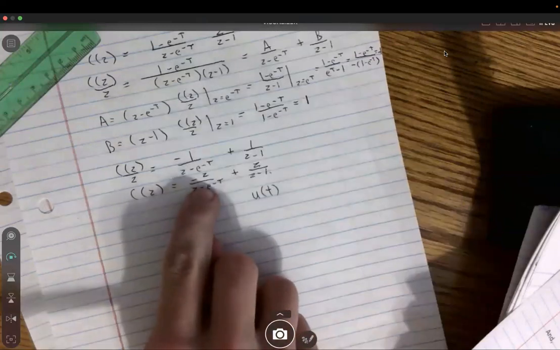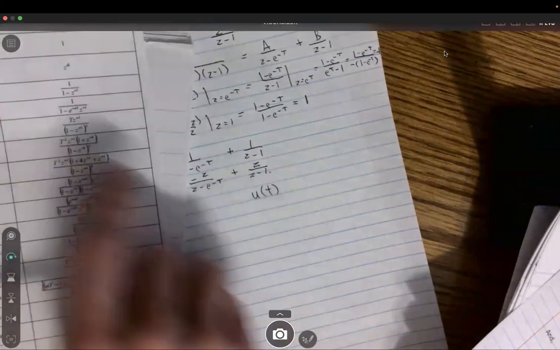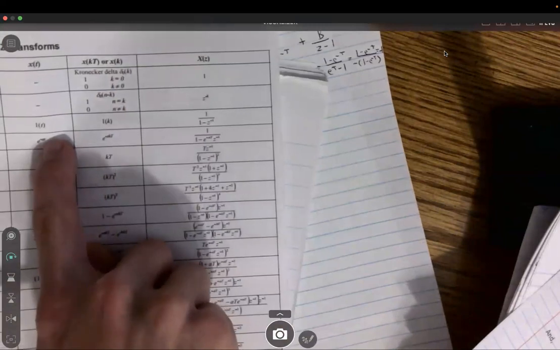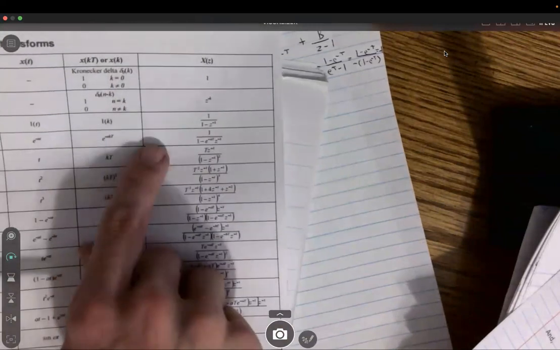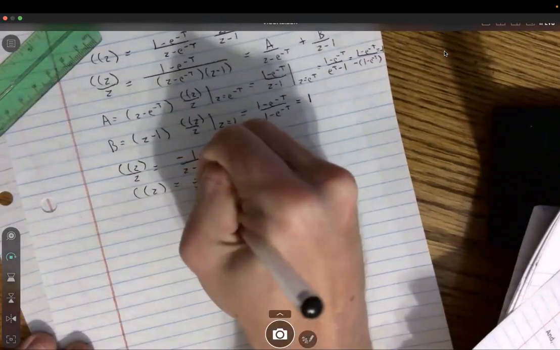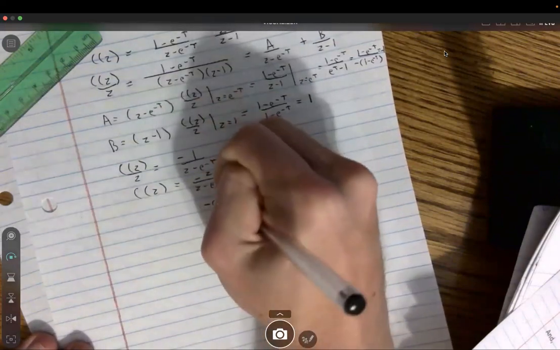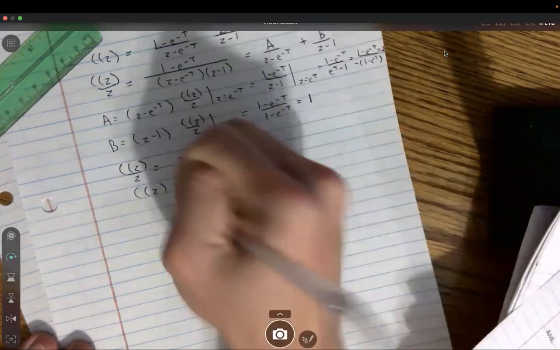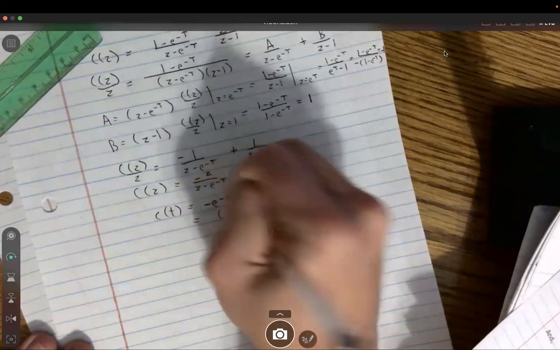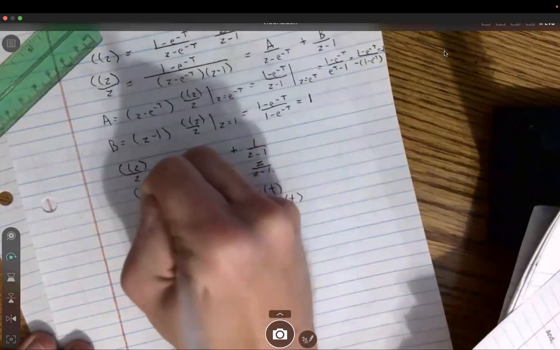This is your U of t. What about this term right here? Looking at my Z transform table, I need to find Z over Z minus e to the negative at, where my A is just 1 here. So that's going to be e to the negative t. But remember the negative sign in front, so it's just minus e negative t u(t), plus u(t). So that's my C of t. And so this is technically 1 minus e to negative t times u(t). That's my C of t.